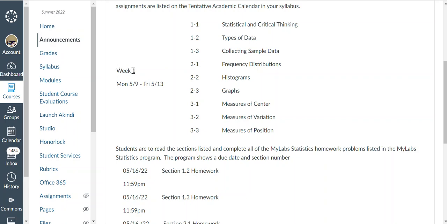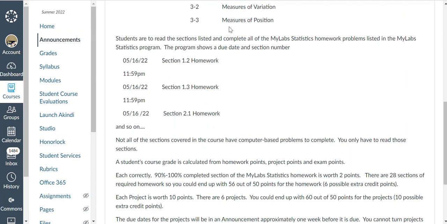Very important, look at the syllabus, and look under week one, and you'll see some sections listed. These are the homework sections and the sections that you're to read in the course textbook or ebook. Then you'll see due dates in the program, MyLab Statistics, that tell you when you should have those done.